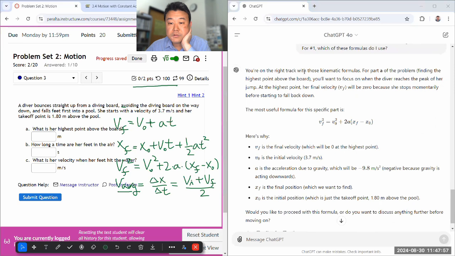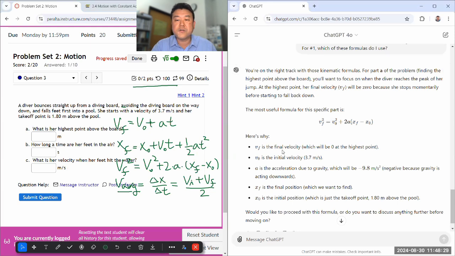So, right on track of the kinematics formulas for part A of the problem, focus on the peak, the highest point. At the highest point, the velocity will be 0. And the most useful formula, and this is where I was saying, for any situation where your given information doesn't involve time, the v squared formula is a good first guess.